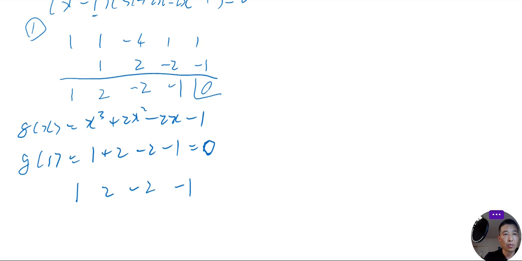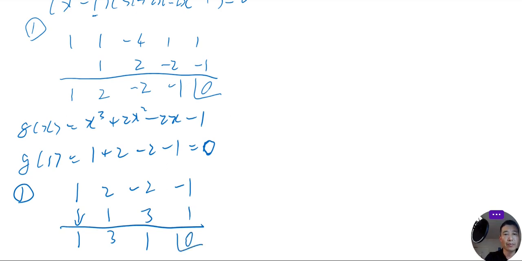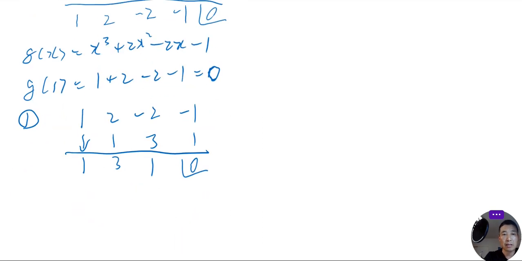As I said, it's 1 there. That's the number we have to multiply. So the first number just carries down. 1 times 1 gives me 1. Add up to 3. Times by 1 is 3. Add up to 1. Times by 1 is 1. The remainder is 0. So that indicates this is right.